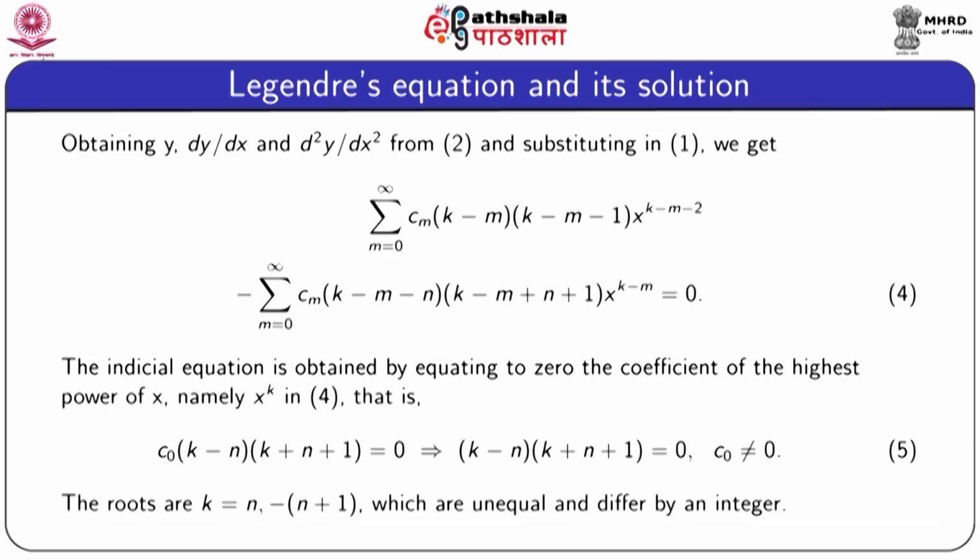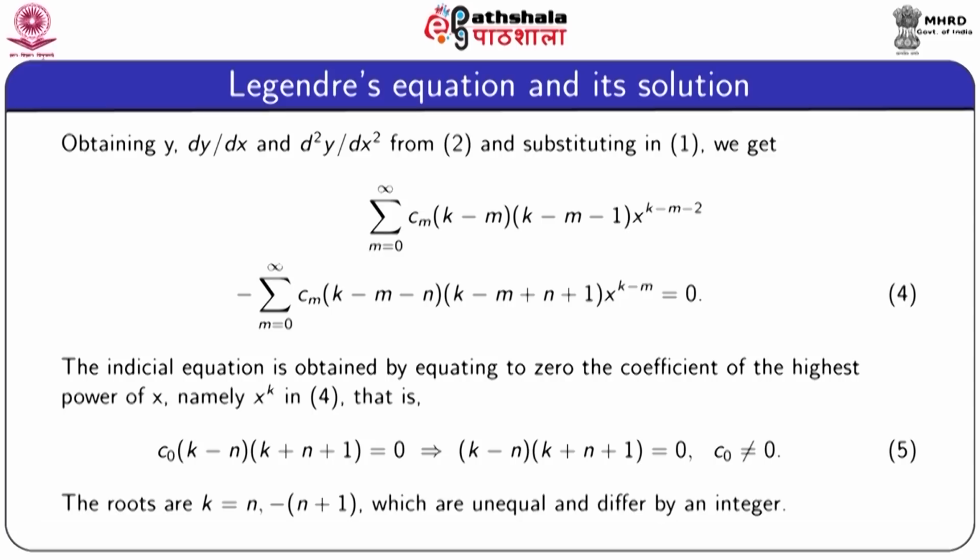What we will do now is obtain the indicial equation from this equation number 4. By indicial equation, I mean that you obtain the coefficient of the highest power of x from this equation. Now, to obtain the highest power of x, you need to put a value of m such that it gives the highest power of x. For example, if I put m equal to 0 here, I get x to the power k, and here I get x to the power k minus 2.